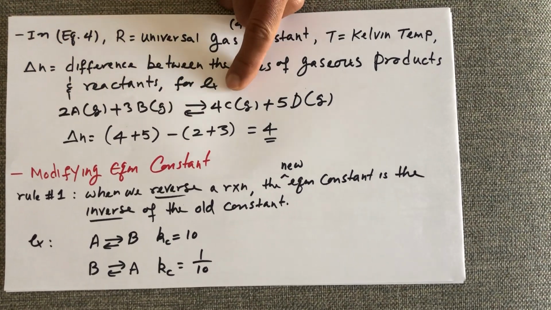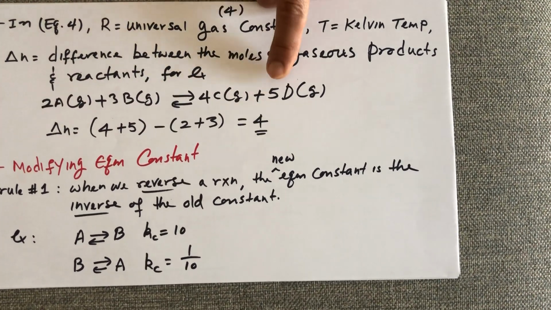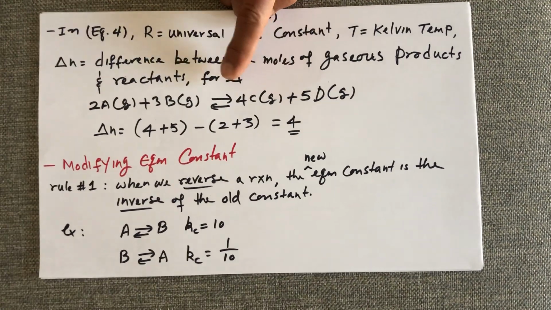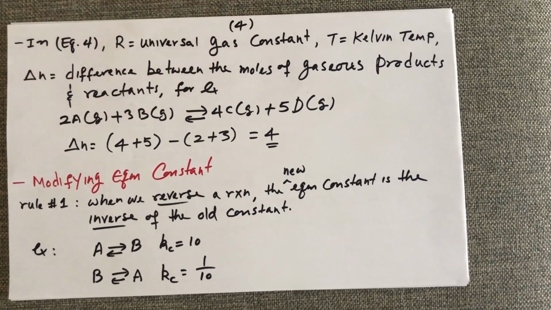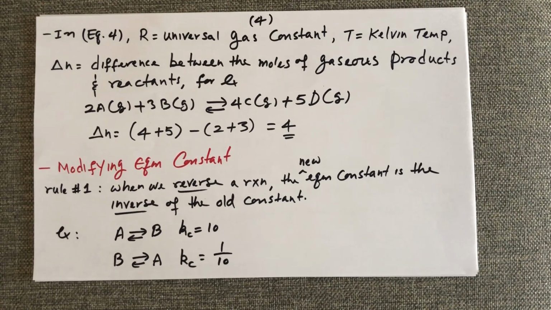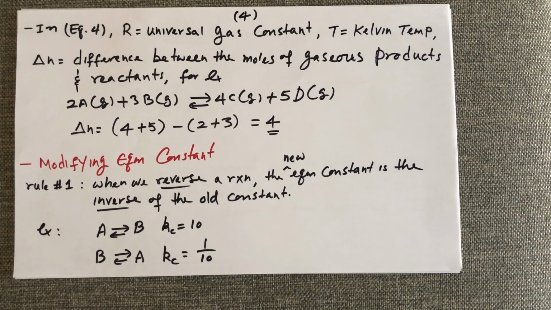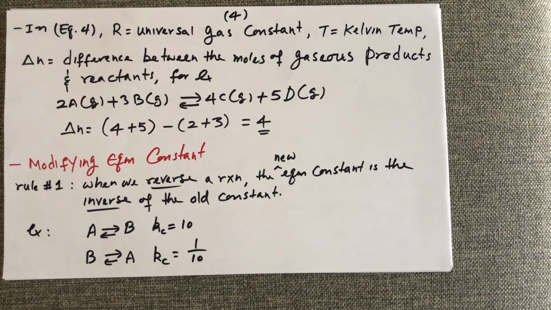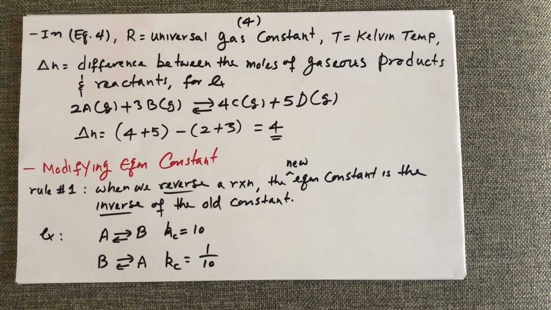2A plus 3B going to 4C plus 5D. Delta N is going to be the sum of the number of moles of product, 4 plus 5, minus the sum of the number of moles of reactant, 2 plus 3. So therefore, delta N for that reaction is 4. Remember, it has to be a gas reaction where you can find delta N. If it's not a gas reaction, or a reaction that is not taking place in the gas phase, then delta N is meaningless. Delta N only applies to gaseous reactions.